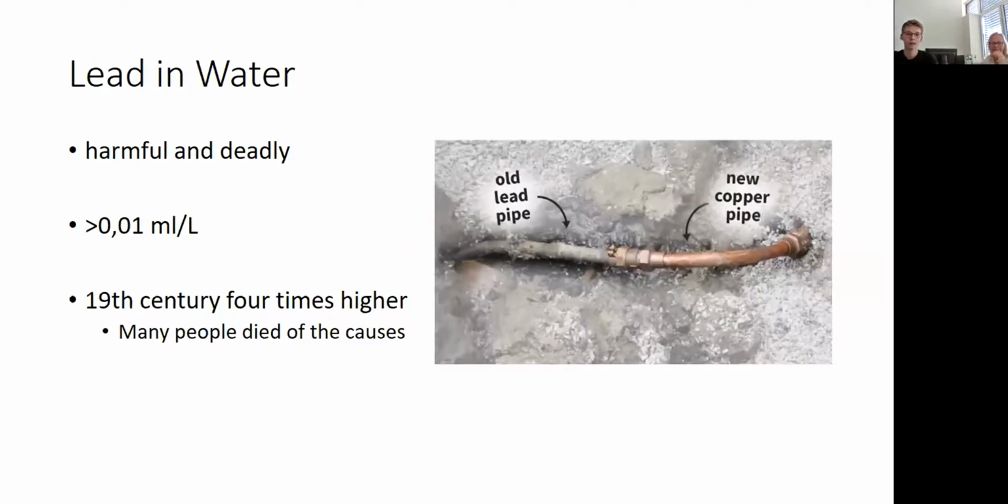Now I'm going to talk about my last point, the lead in water. Lead is very harmful and deadly for our body. It should be under 0.01 milliliter per liter. And in the 19th century, it was about 4 times higher than now. And because of that, many people died. And there you see a comparison of the old lead pipes and the new copper pipes.